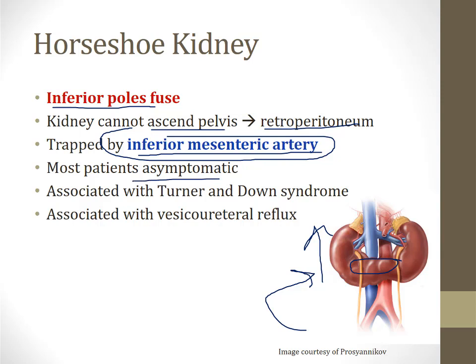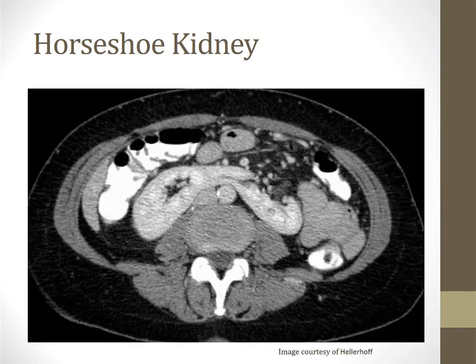Most patients are asymptomatic, and the condition is diagnosed when they have a CAT scan or an abdominal imaging procedure for some other reason. This is associated with Turner and Down syndrome. It's more likely to occur in patients with those conditions. And among patients who are symptomatic, it's usually because of vesicoureteral reflux, which I talked about earlier. Remember that anytime the kidneys don't form normally, then the ureters often don't form normally, and that can lead to a setup for reflux. And here's a CAT scan of a patient with a horseshoe kidney. You can see that the kidneys are linked together here across the midline. They're also lower down in the abdomen than where they are normally found.